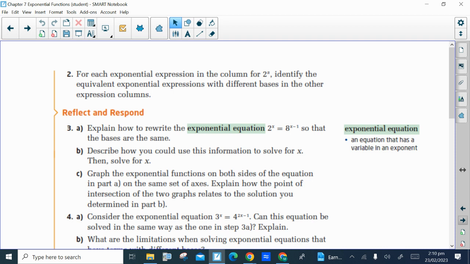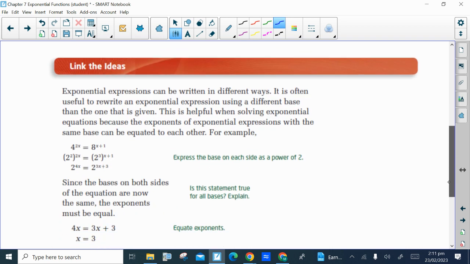So again, an exponential equation is an equation that has a variable in the exponent. That's what an exponential function is, right? It's where you have the variable in the exponent. And then if you have an equal sign in there as well, that makes it an exponential equation. So at the top here, this is an example of an exponential equation. 2 to the x equals 8 to the x minus 1. You've got an equation because there's an equal sign there, and you have variables in the exponents.